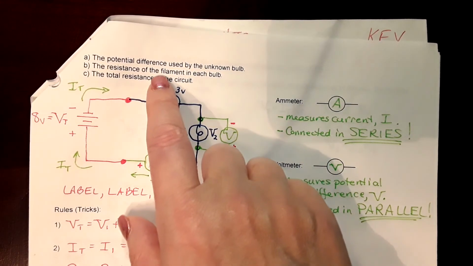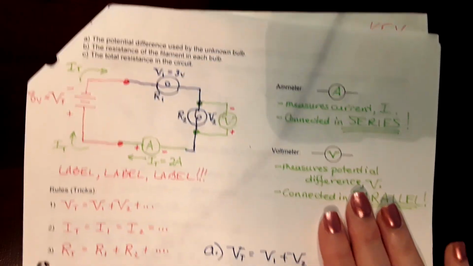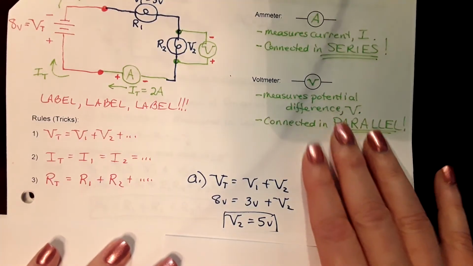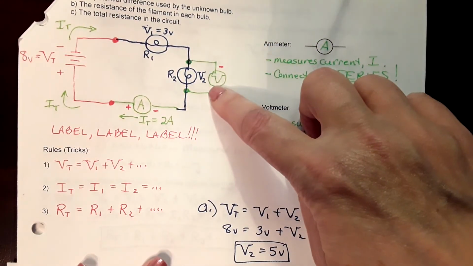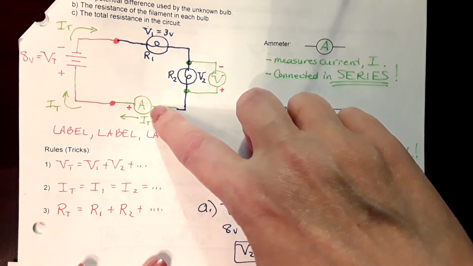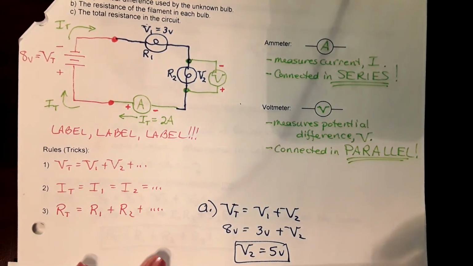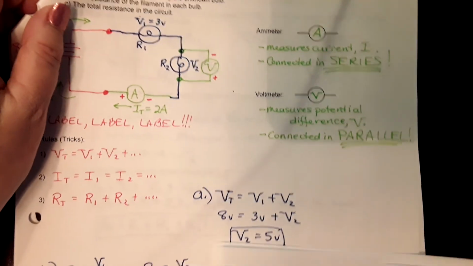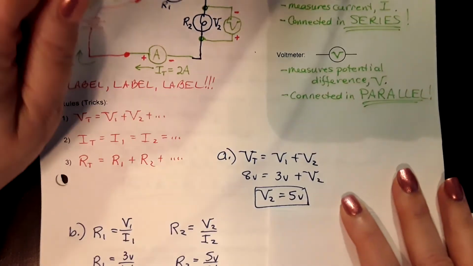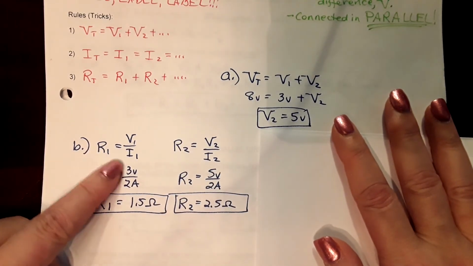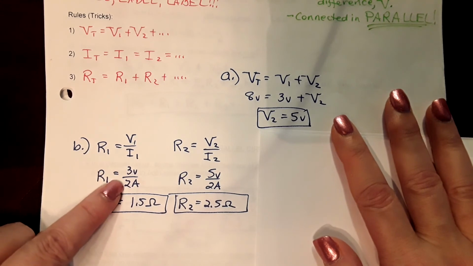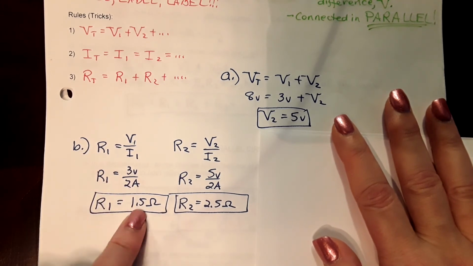Next item, it says, find the resistance of the filament in each bulb. Well, that's not going to be difficult because now we know V for each bulb and we know I for each bulb. So we can use Ohm's law now. So for R1, it has 3 volts of potential and 2 amps of current going through it, so it has 1.5 ohms of resistance.